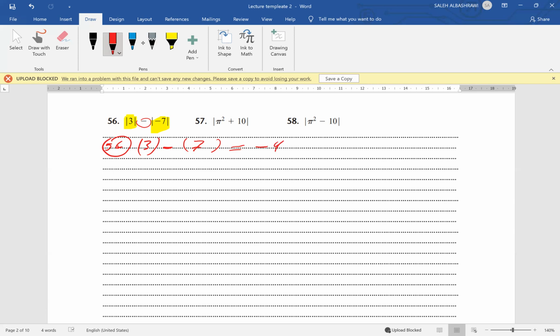Number 57. I have pi to the power 2. This is pi. Pi is an irrational number, as we said before, approximately equal to 3.14.